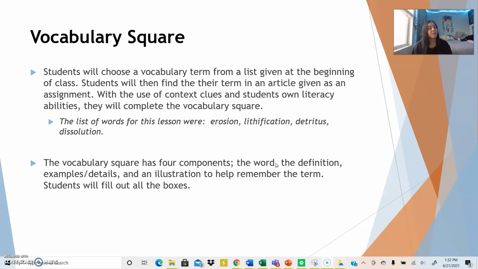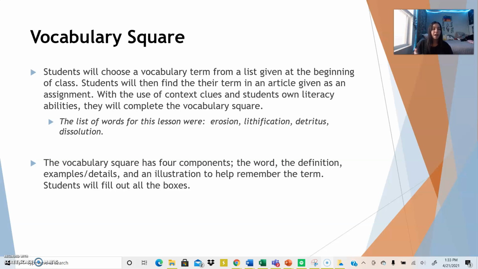So at this point, the kids have come into the classroom, they're starting their do now, and at the end of their do now, they're given a list of 4 words: erosion, lithification, detritus, and dissolution. And these are words that are specifically correlated to sedimentary rocks, and the students are instructed to choose one so that they can begin their vocabulary square. The vocabulary square has 4 components: the word, the definition, examples or details, and an illustration to help remember the term. So the goal would be that students are going to start to fill out all 4 of these boxes.